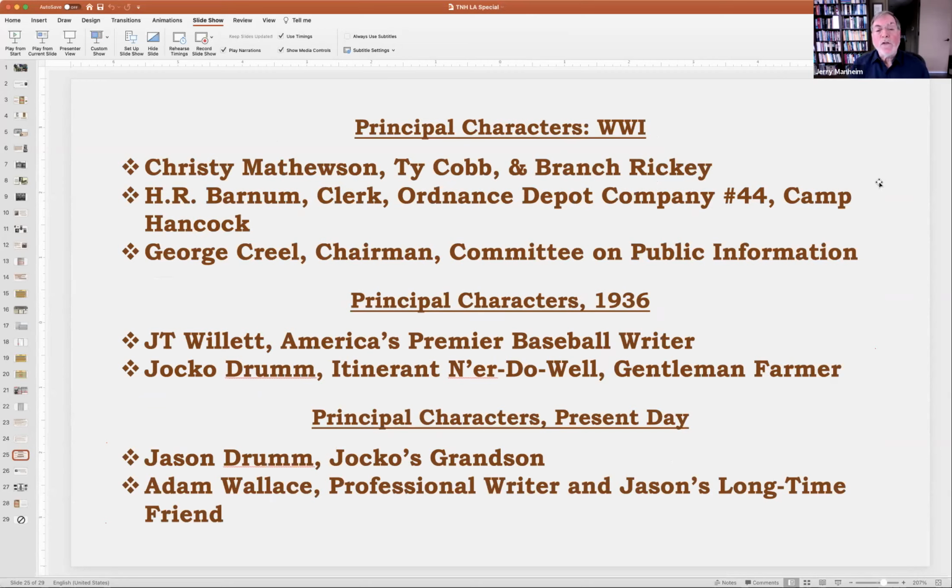The principal characters from World War I are all real people: Christy Mathewson, Ty Cobb, Branch Rickey. H.R. Barnum was the real clerk of that ordnance company at Hancock. George Creel was a real person. The rest of the characters in subsequent time periods are mostly fictional.